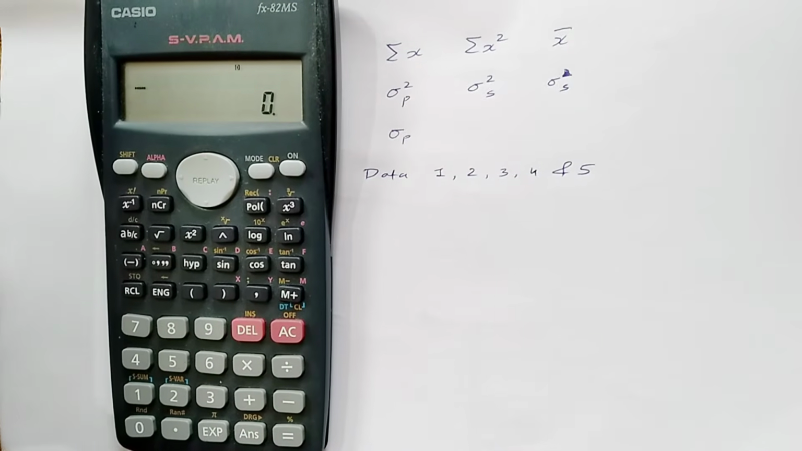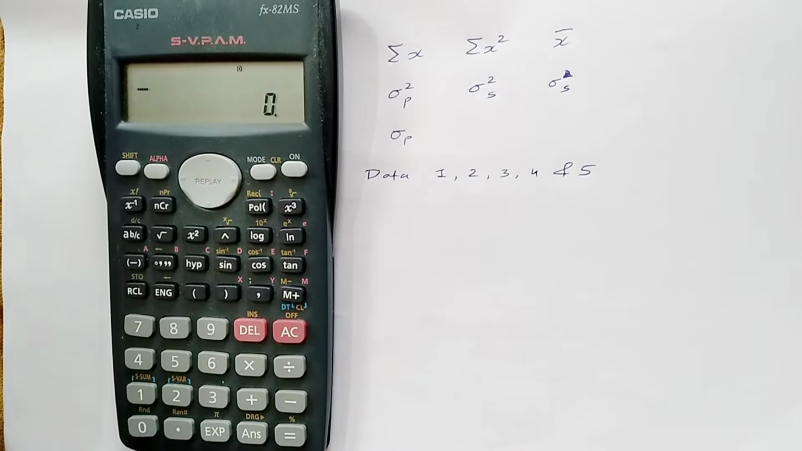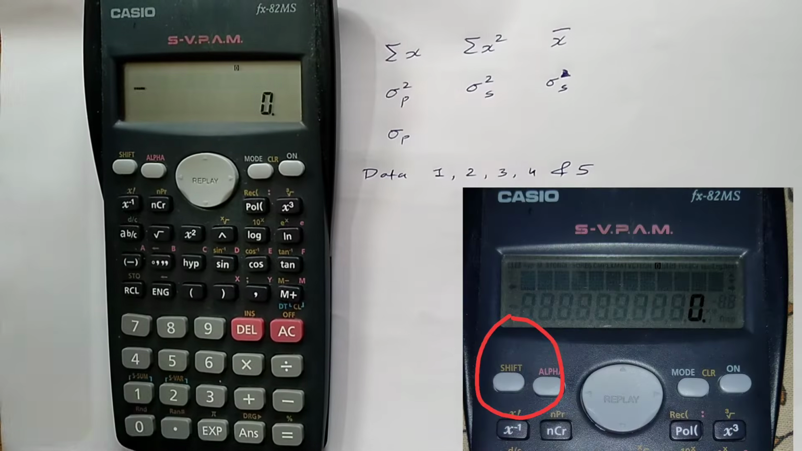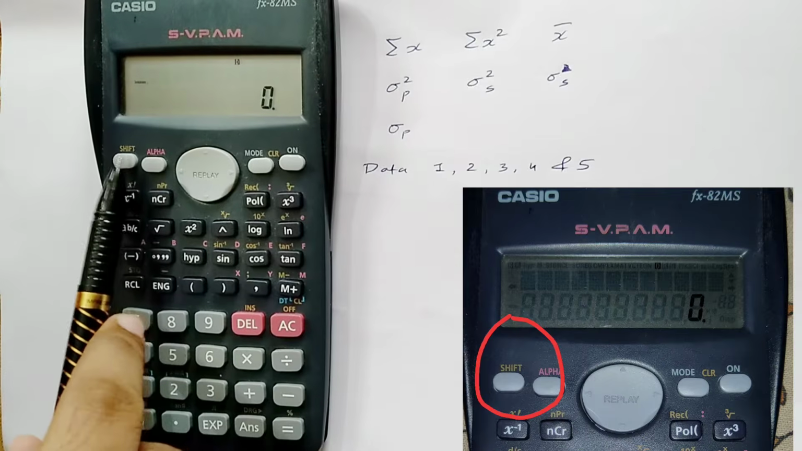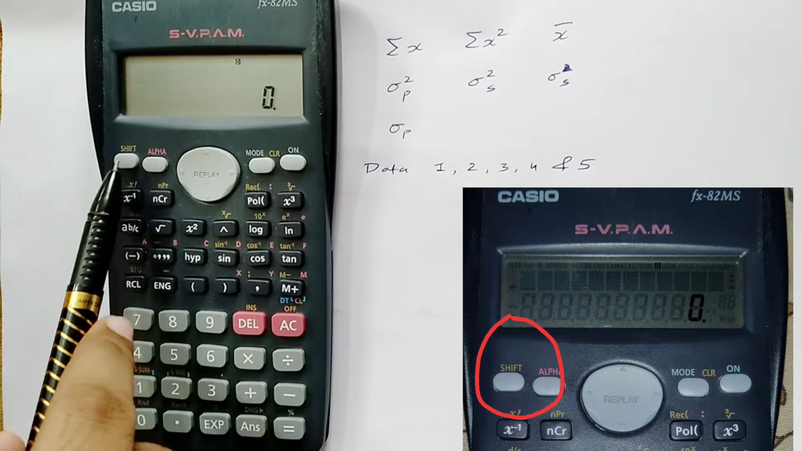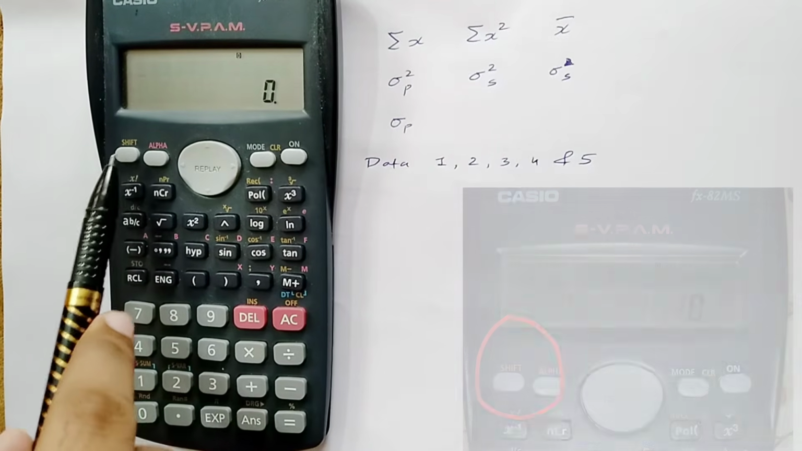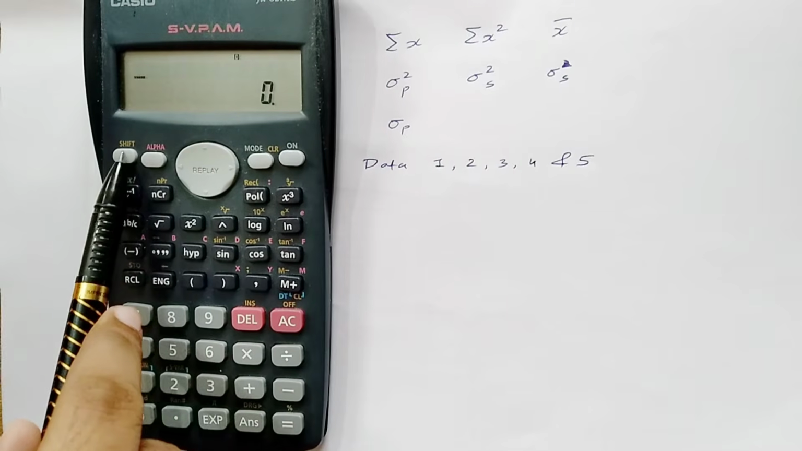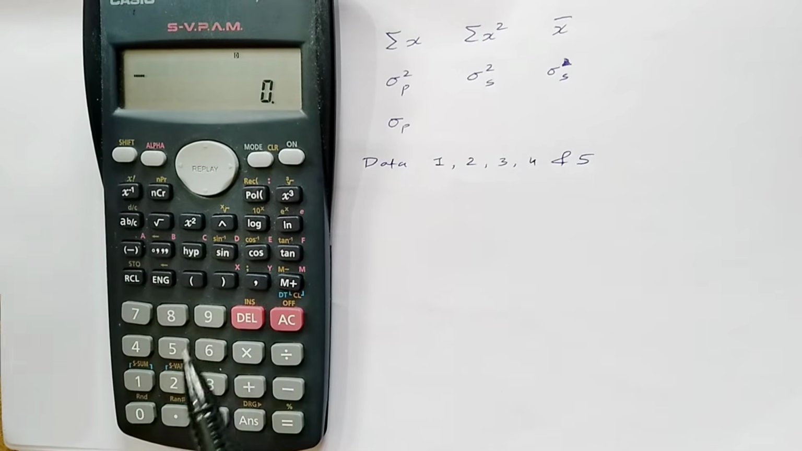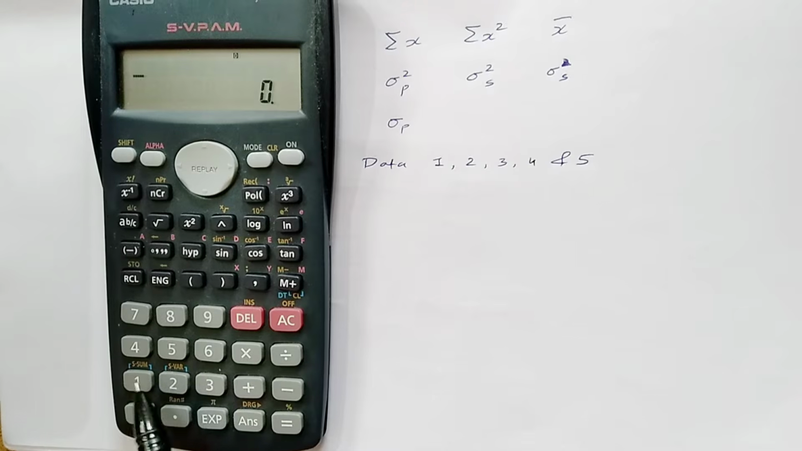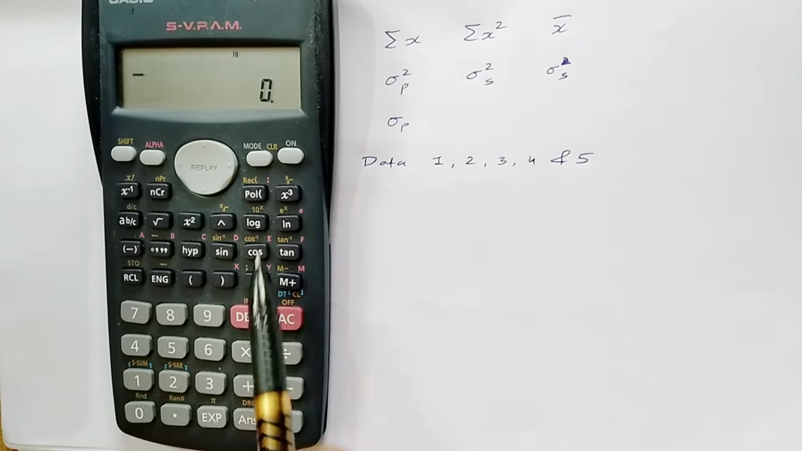So before we switch to calculation part, I would like to show you this shift key. The shift key, here the shift is written in the yellow. So when we press the shift key, all the symbols that are in yellow, that get activated.